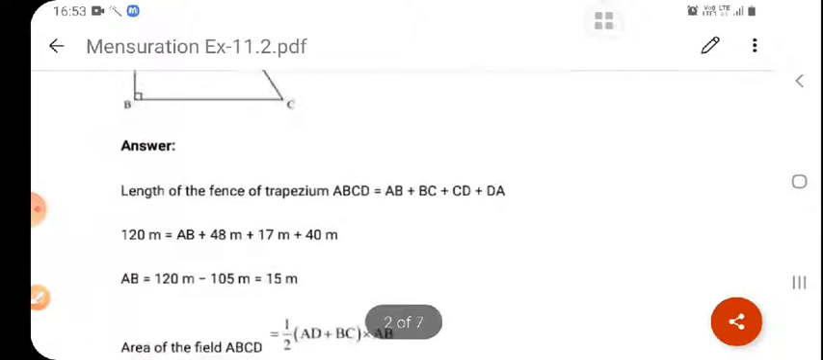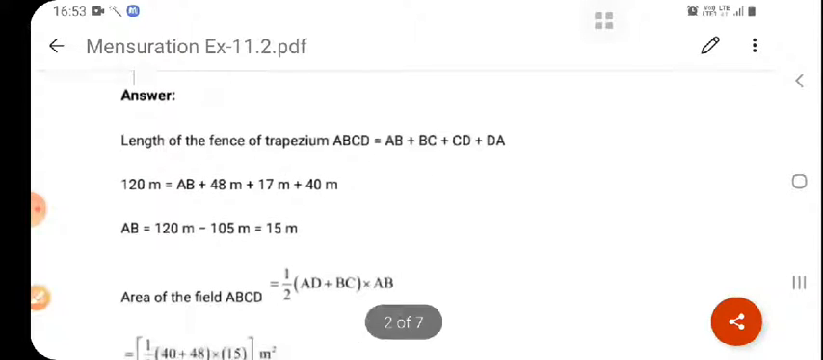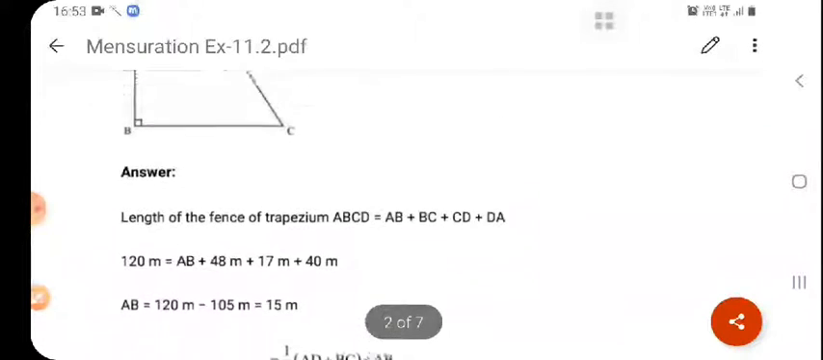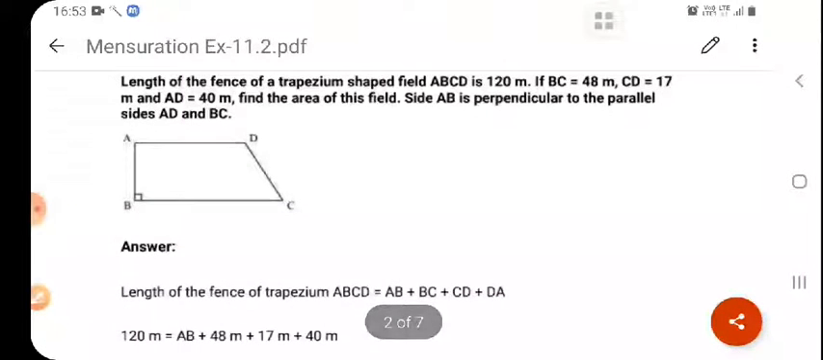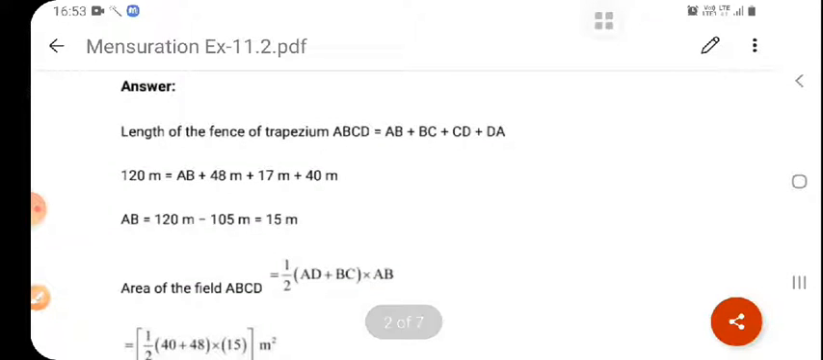First of all, to find the area we have to find the value of AB. The length of the fence of this whole trapezium is 120 meter, that is the perimeter. So we put this 120 meter perimeter equal to the sum of all its sides, AB plus BC plus CD plus AD. Three sides are given, but the fourth side, AB, which is the height, we will calculate first, which is 15 meter.